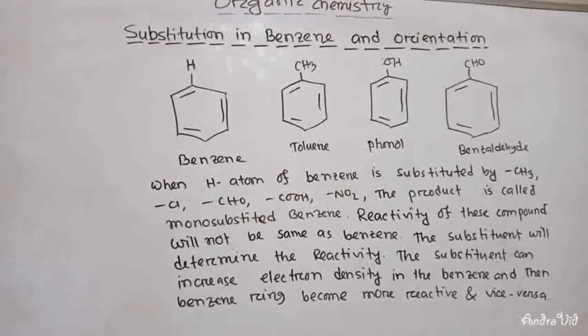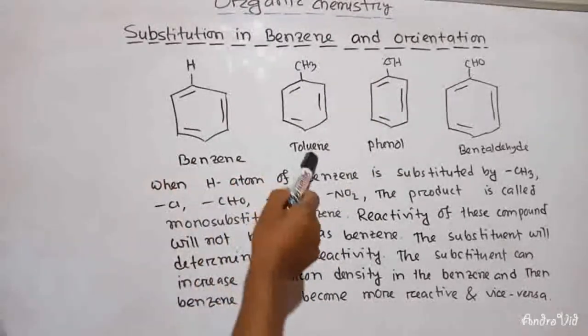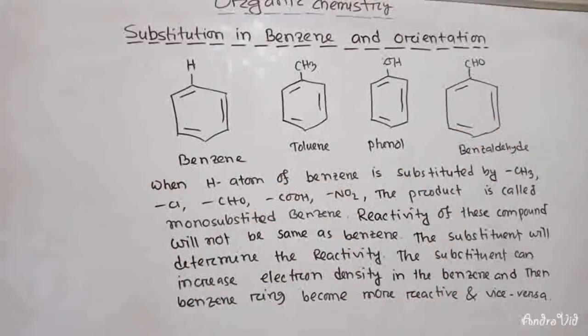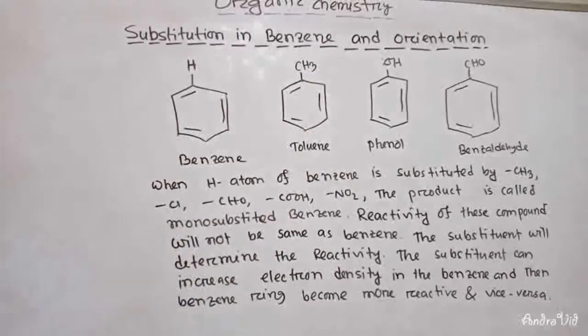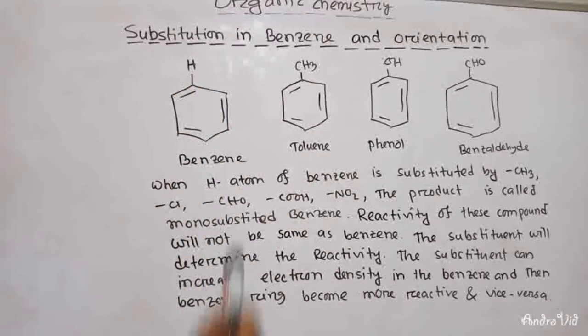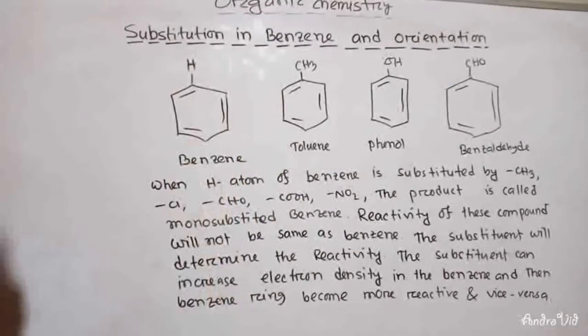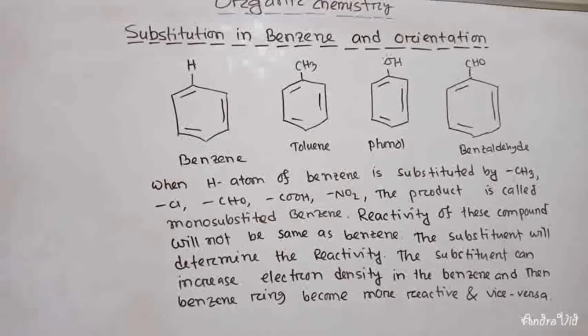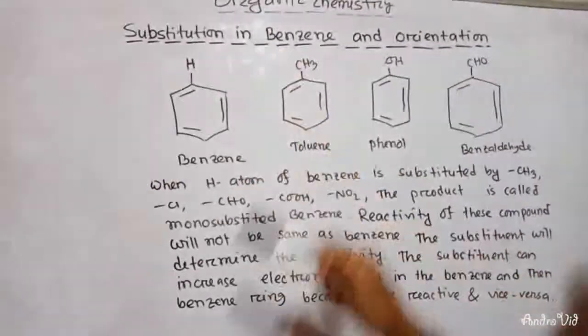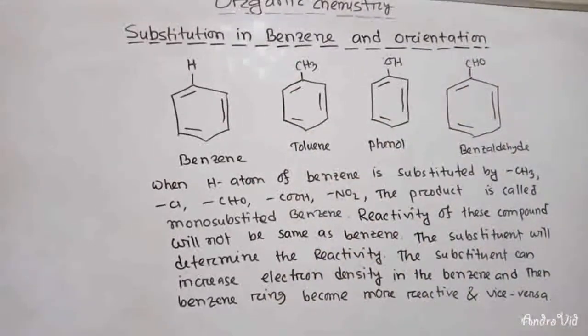Now substitution in benzene and its orientation. This is benzene, this is toluene, this is phenol, and this is benzaldehyde. So dear students, here this hydrogen atom is replaced by CH3, then it becomes toluene, and when the hydrogen atom is replaced by OH, then this structure becomes phenol. When this hydrogen atom is replaced by CHO, it is converted to benzaldehyde. So these are the products that can be produced after the substitution of hydrogen by different types of groups. These are called mono-substituted products or mono-substituted benzene.